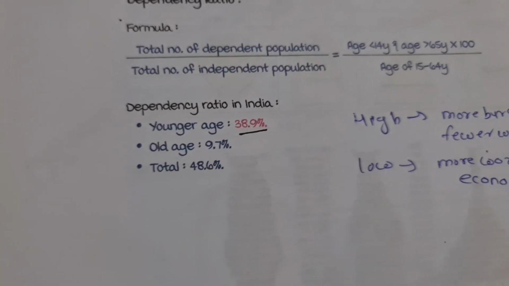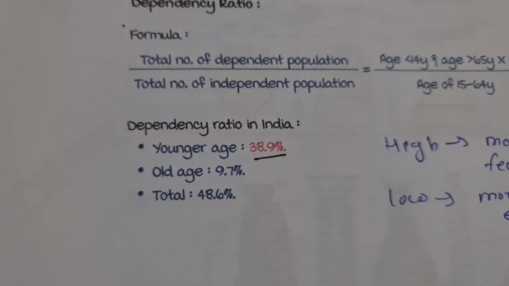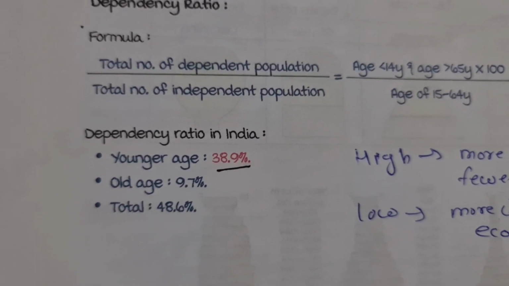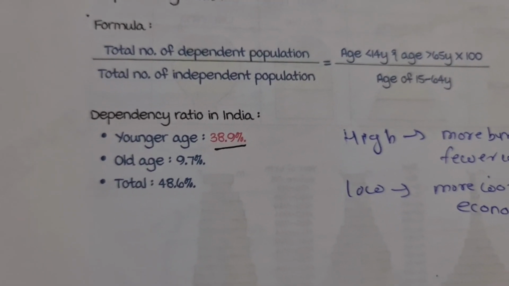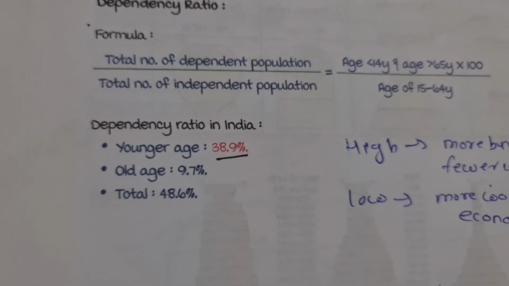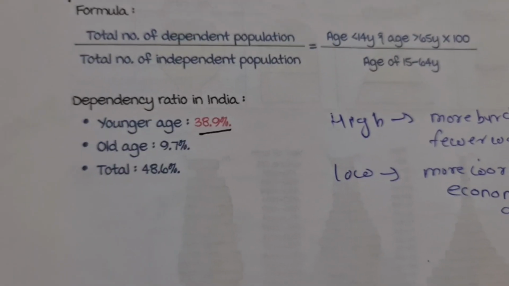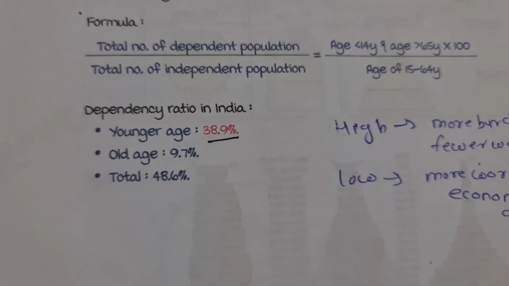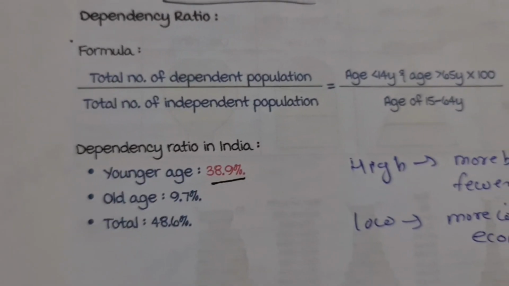If we talk about the dependency ratio in India, in younger age it is 38.9, and in old age it is 9.7%. And if we talk about the total, then it is 48.6%, which is quite good, but not the best.